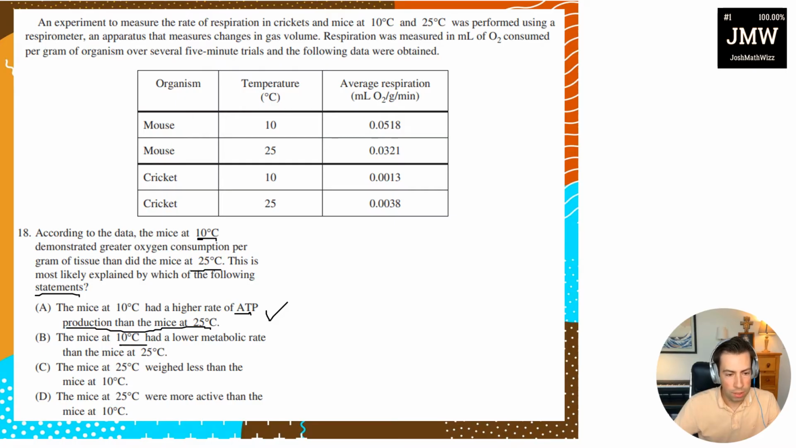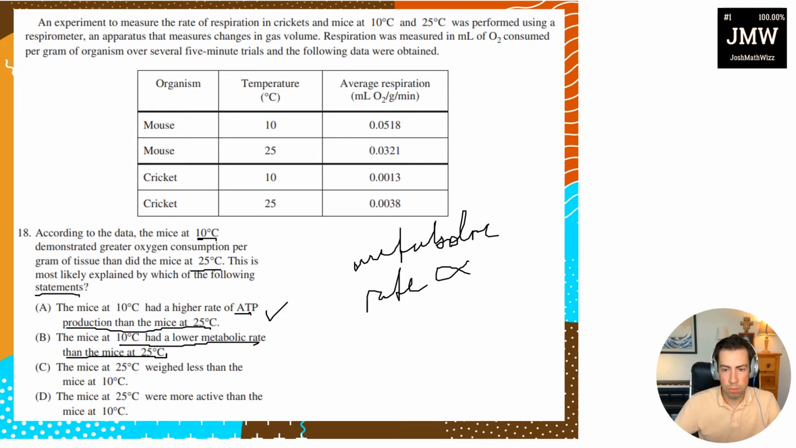The mice at 10 degrees Celsius had a lower metabolic rate than the mice at 25 degrees Celsius. So let's think about this for a second. Metabolic rate is directly proportional to ATP produced, right? So the greater the metabolic rate, the more ATP we're going to produce. So if they had a lower metabolic rate, then I would expect that there would be less oxygen intake, and it's the opposite, right? There's more oxygen intake at that lower temperature, so that doesn't make sense.